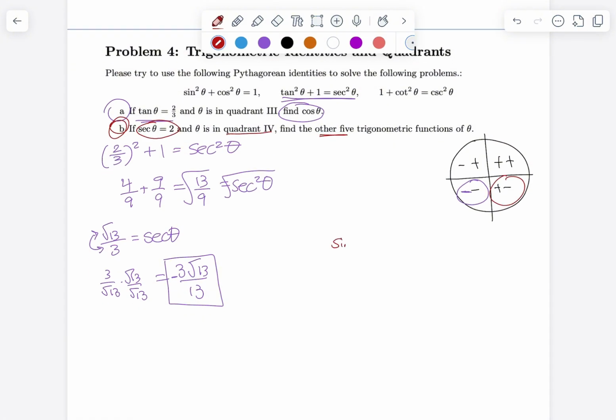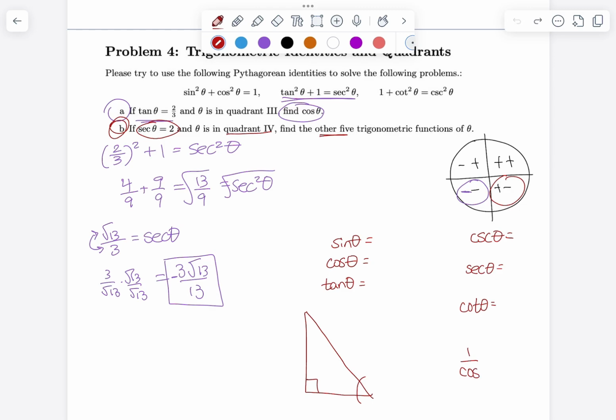So secant equals 2 in quadrant 4. Find the other 5 functions: sine, cosine, tangent, cosecant, secant, cotangent. If we draw a right triangle, we can label secant, so our cosine is 1 over 2 because the secant is the inverse of cosine. So then we know that adjacent and hypotenuse are 1 and 2. And then we can solve for the opposite side with the Pythagorean theorem, which is going to be root 3.